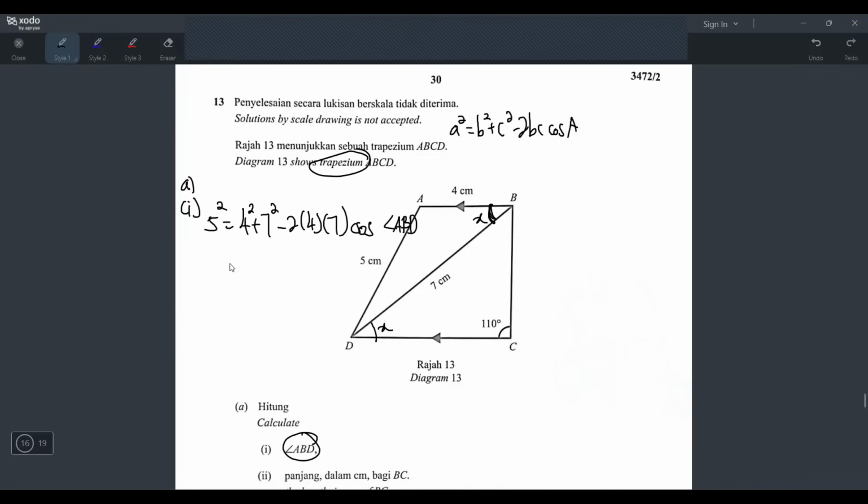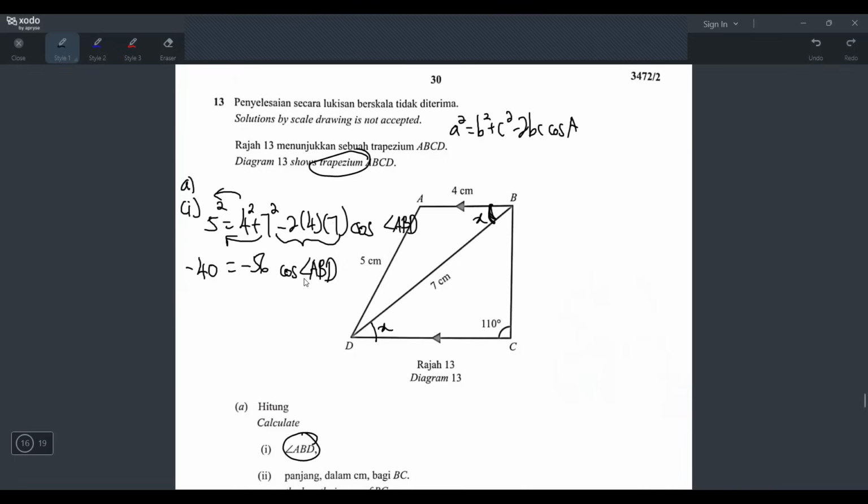Okay. So now how to find the cos ABD? Okay, I will bring the 4 square and the 7 square in front. Okay. So 5 square is 25 minus 16 minus 49. So you get negative 40. Okay, this one, different teacher will teach you differently, but usually I always teach to bring the 4 square and 7 square in front. Okay, that's how I teach. Okay, and then this one, I will tekan together, it becomes negative 2 times 4 times 7, you can press 56, but it's negative 56, cos ABD.